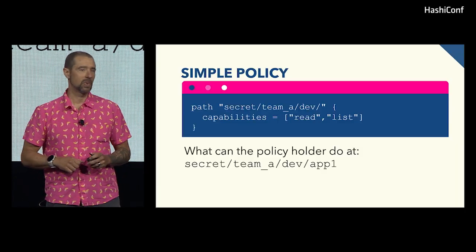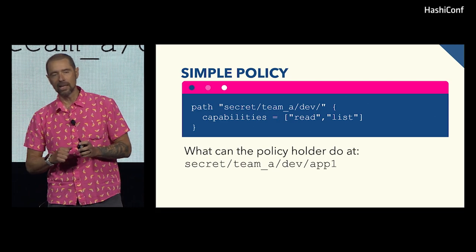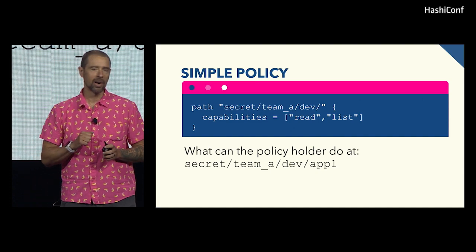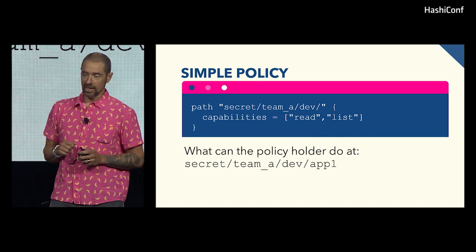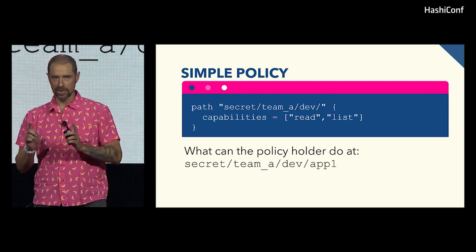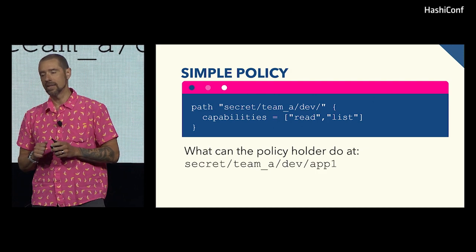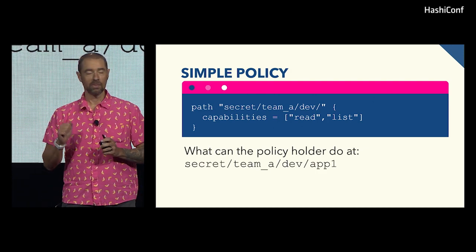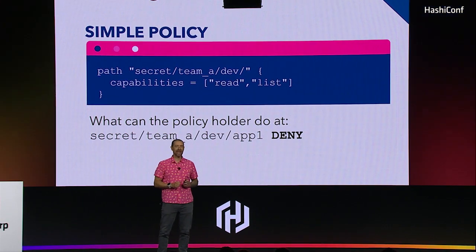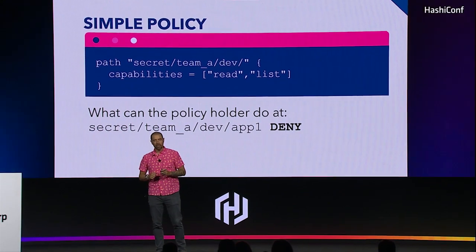Let's look at the first one. This is a very simple policy. The path is secret/team-A/dev/. That slash is important, as you probably already know. The capabilities we're granting here are read and list. So what can a policy holder, someone who's been assigned this policy, do at the path secret/team-A/dev/app1? Any guesses? Nothing. You get denied. You can't do anything because app1 is not included in the path.